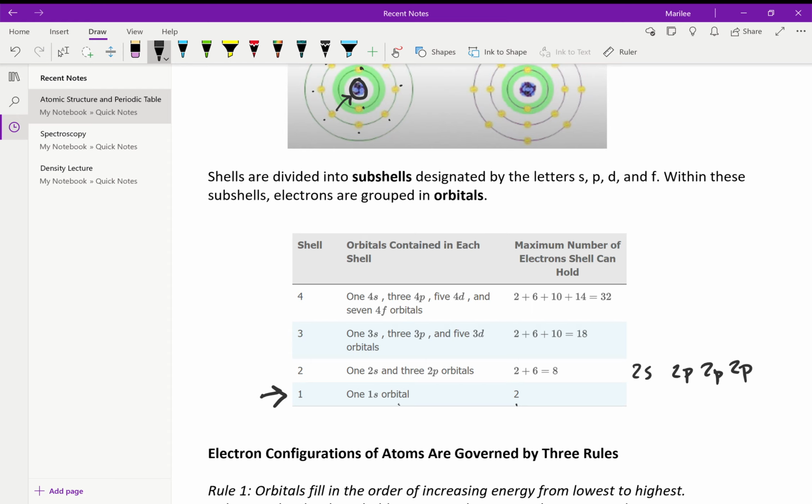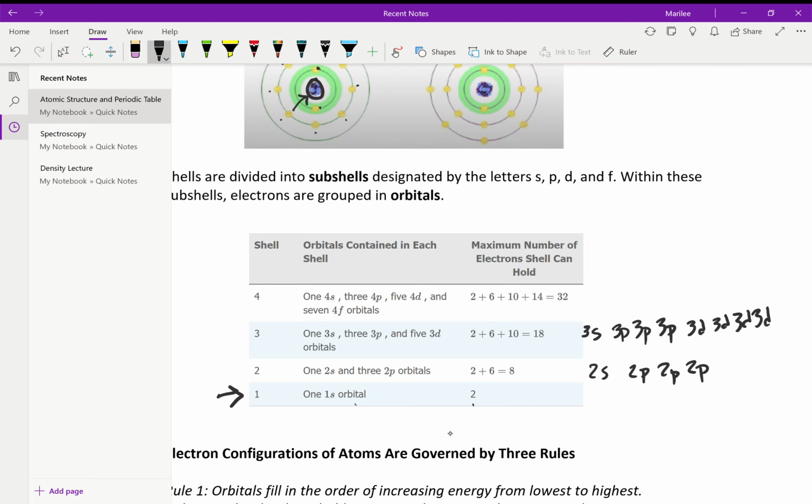And then for shell number 3, we have one 3s, and then we have three 3p's, and we have five 3d's. And if you add them up, each one would have 2 electrons. So we have 2, 4, 6, 8, 10, 12, 14, 16, 18. That's where you get the 18. And so on for shell number 4.